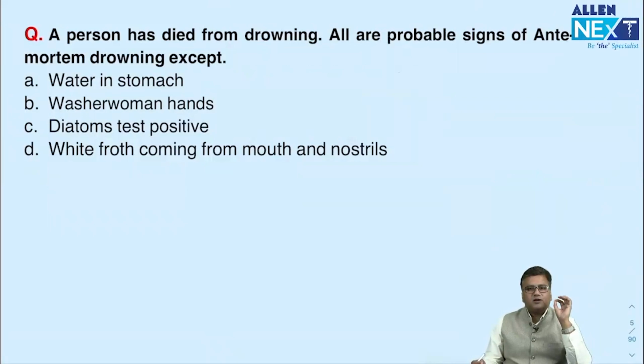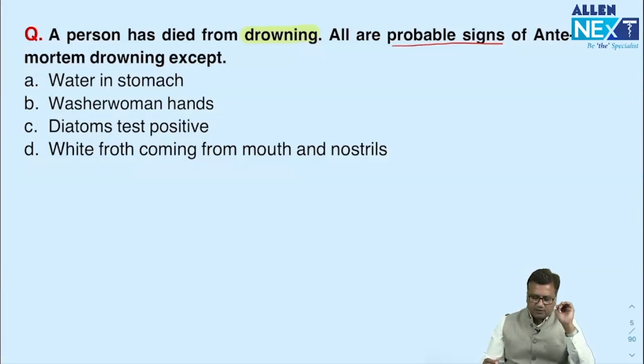A person has died from drowning. So in the question itself, the cause of death has been given: a person has died from drowning. All are probable signs of ante-mortem drowning except. So the question itself is asking about probable signs, right? Not confirmatory signs. So any probable sign which could lead the investigator to a probability that yes, this could be possible in antemortem drowning could be a probable sign, right?